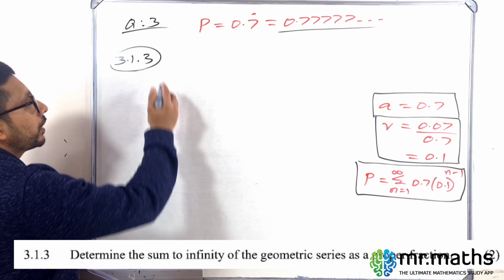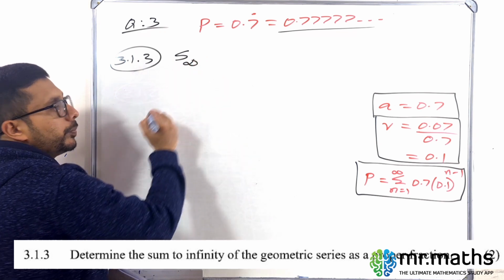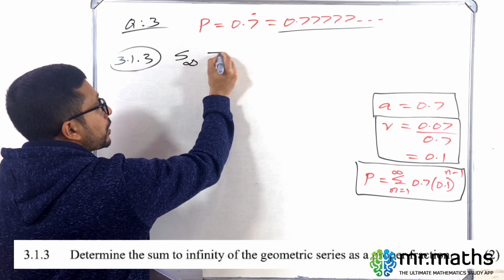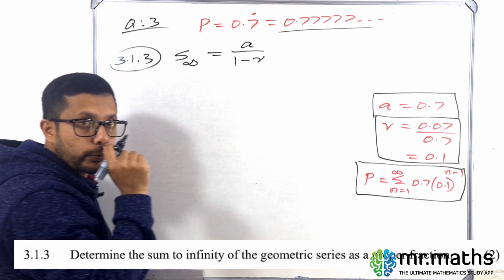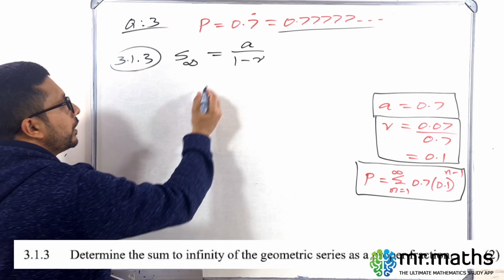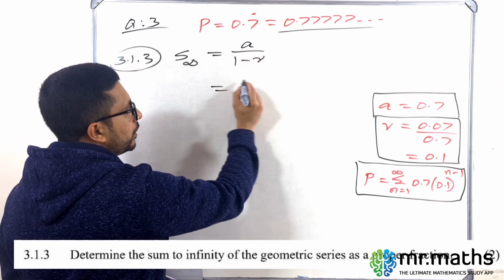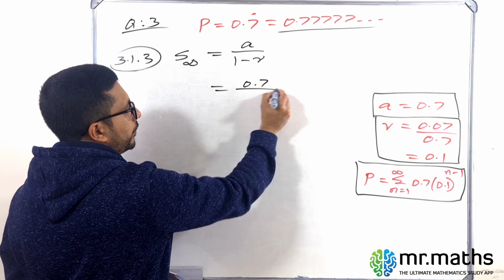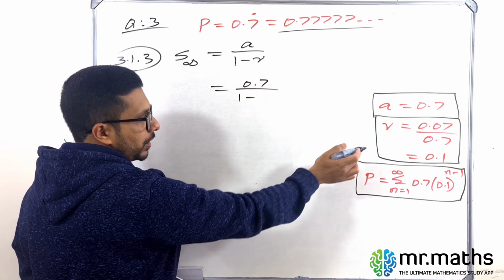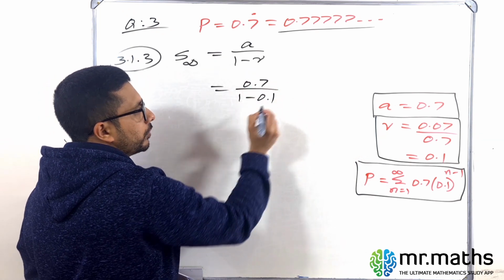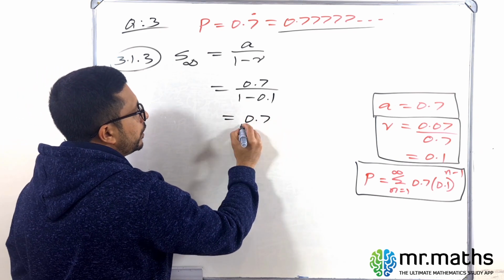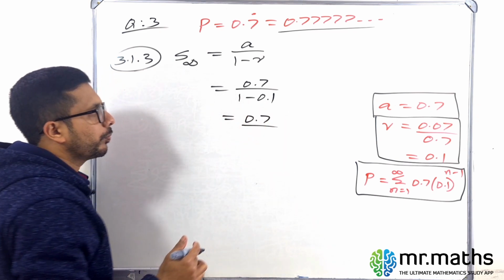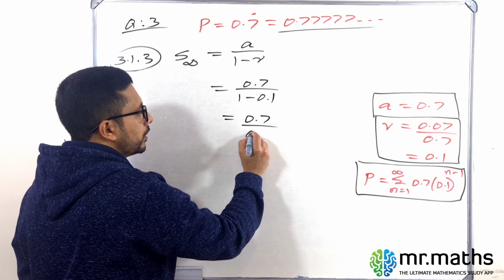Okay, so here sum to infinity means S infinity. What is the formula? A divided by 1 minus r. This formula you have to remember. And here what is the value of A? 0.7 divided by 1 minus r. What is r? 0.1. So here 0.7 divided by 1 minus 0.1, that is 0.9.